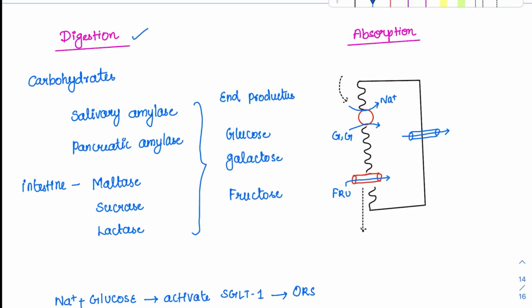So coming to the digestion and absorption, we will deal with it together. We will read about a particular substance, what the byproduct is, and how it is taken up in the GIT. So everything we will cover together. First, starting with the carbohydrates.